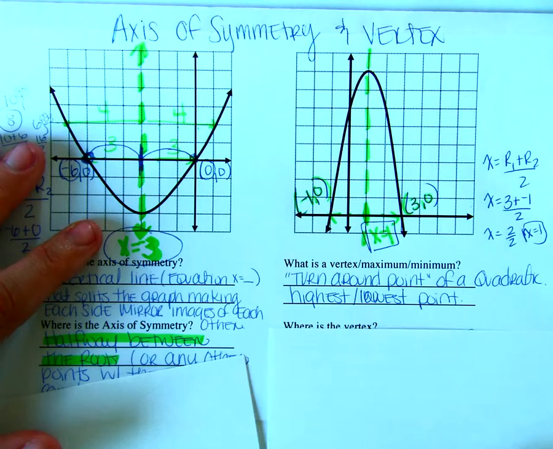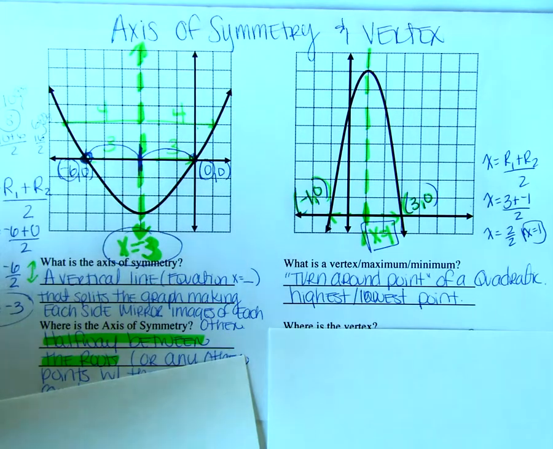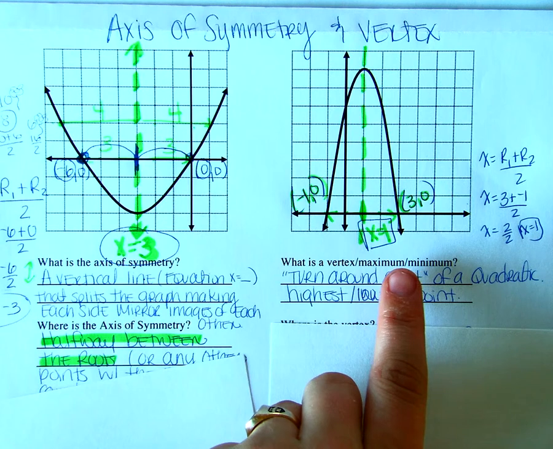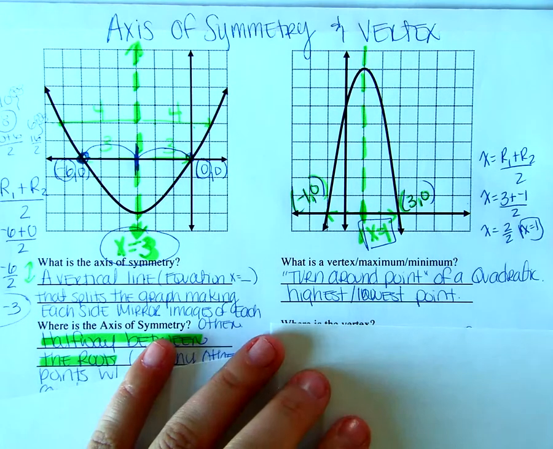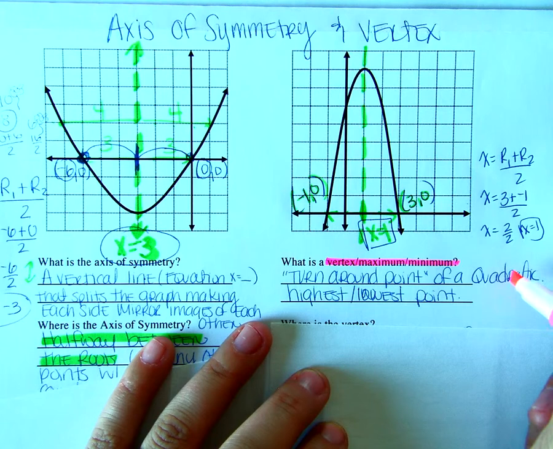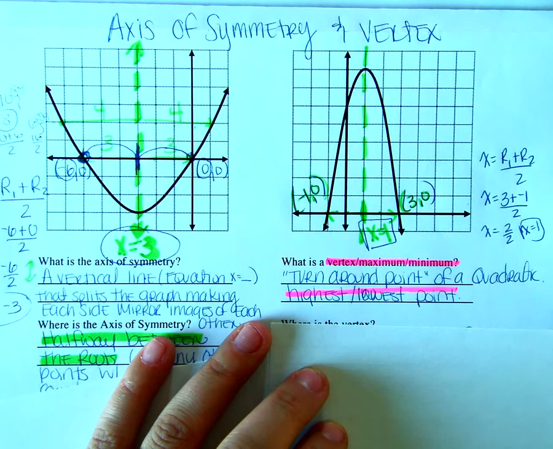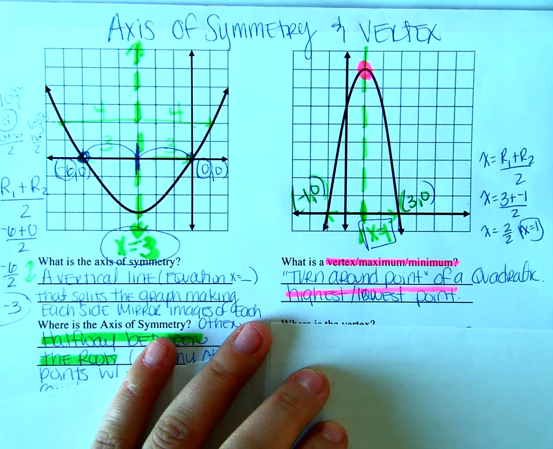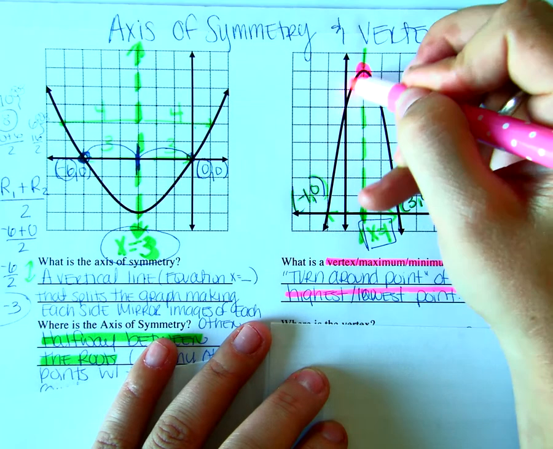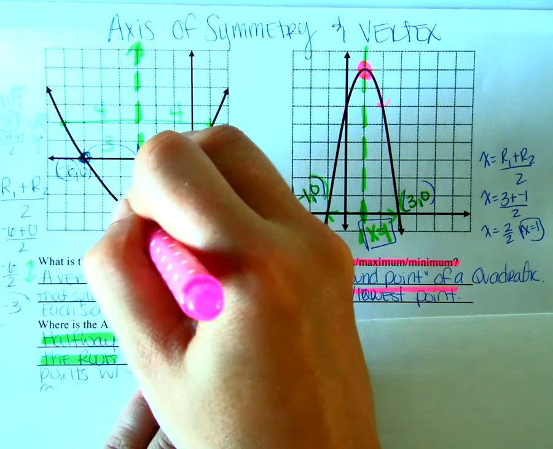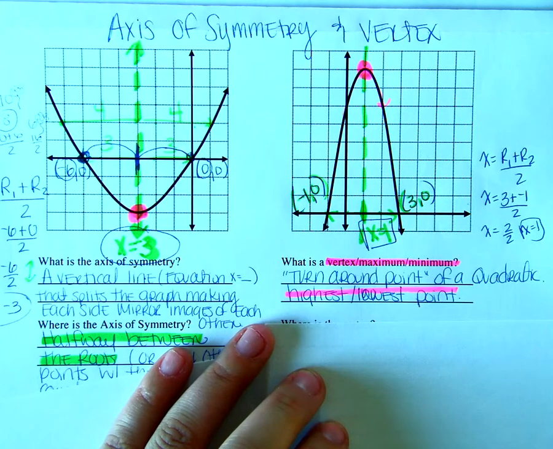So next we're going to talk about the vertex. Another word for a vertex is a maximum or a minimum. But the vertex is going to be the turnaround point of a quadratic. It's at its highest or lowest point. So the vertex of this graph would be this coordinate here, because that's where the graph goes and turns around. The vertex of this graph is going to be down here. That's where the graph goes and then turns around.